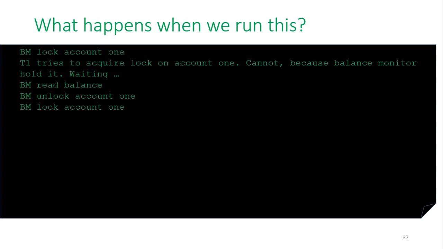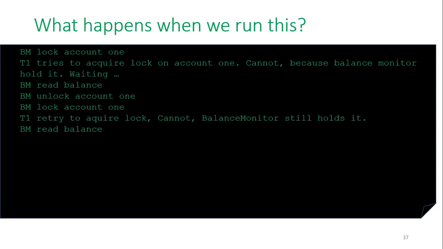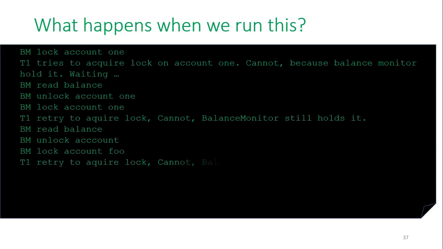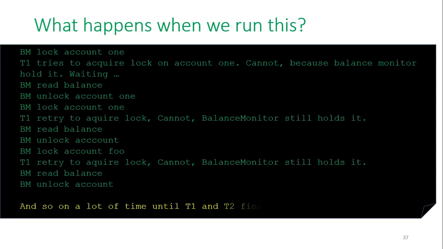But then immediately it reacquires the lock on account 1. T1 retries to acquire the lock, okay? Cannot. Balance monitor still holds it. Balance monitor gets into another of its cycles, reads the balance, unlocks the account, but then there's not enough time for T1 to actually get the lock. And there we go. We go again, we go again, we go again.